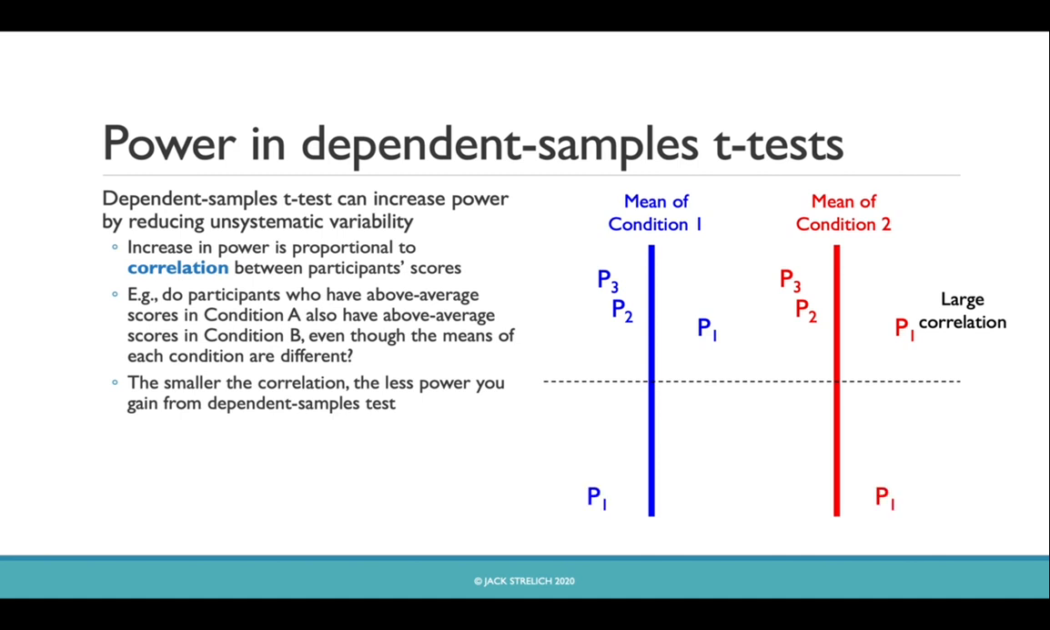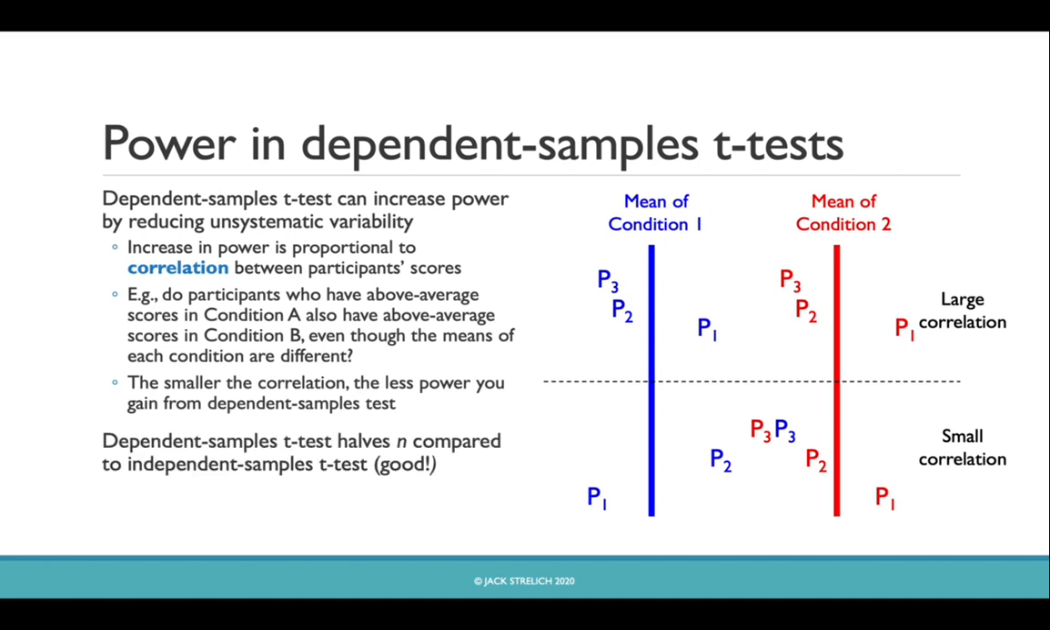Now let's consider a circumstance where participant 1's responses look like this. They are above average in condition 2, but below average in condition 1. Participant 2 is about average in condition 2, but above average for condition 1. And participant 3 is way above average for condition 1 and below average for condition 2, so much that the scores actually cross over. This would be an example of a situation where we have small correlation. Here, the increase in power that we would get by running a dependent samples t-test would be much smaller.